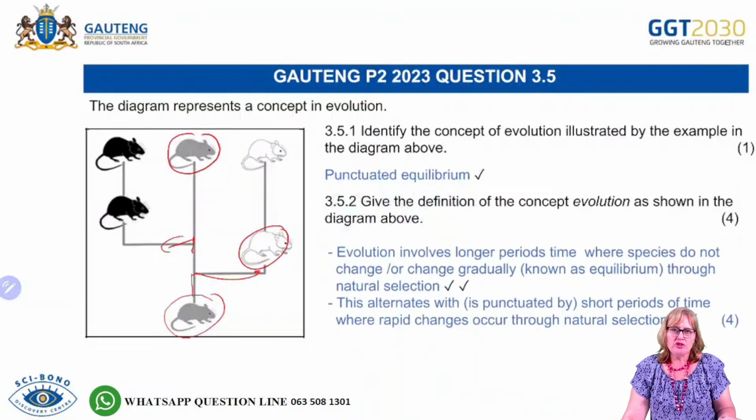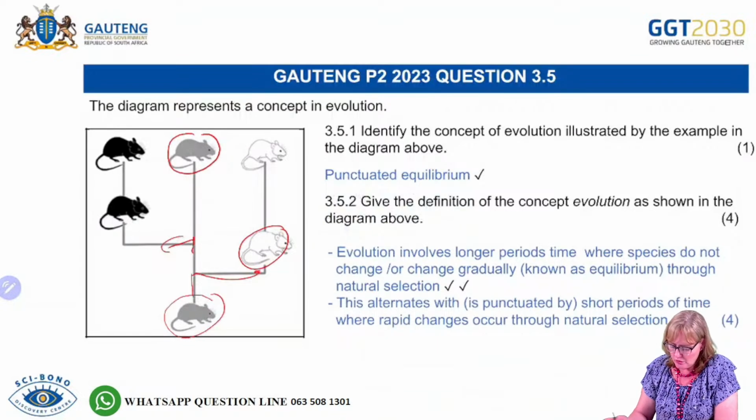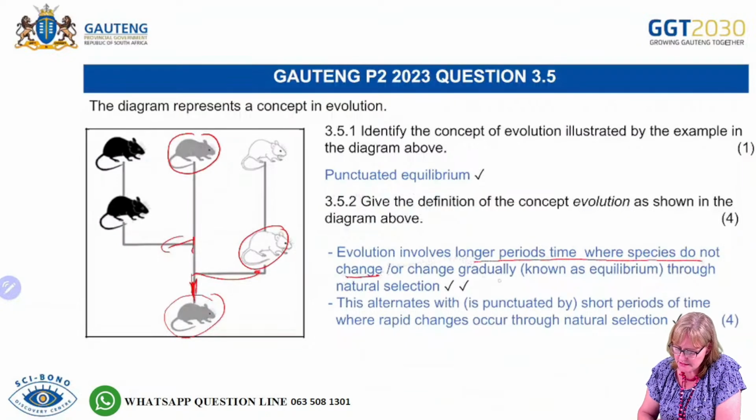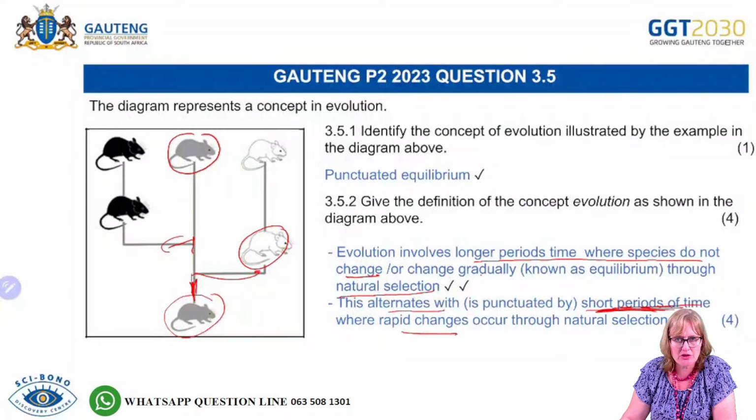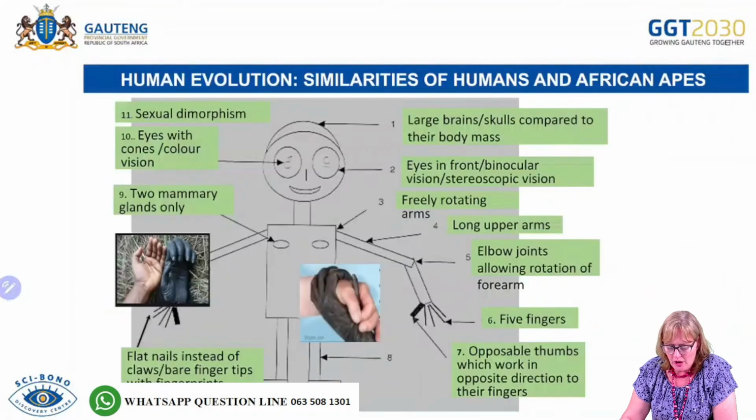This is just the one that you get from your exam guideline. Evolution involves longer periods of time where species do not change, nothing happens, or change gradually through natural selection. And this alternates with short periods of time where rapid change will happen through natural selection. Right, so that's where you went wrong there.